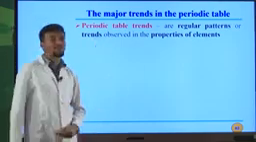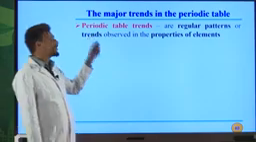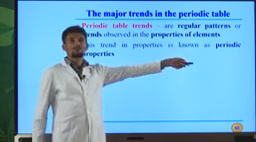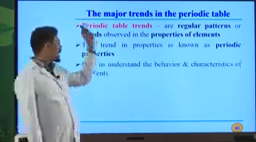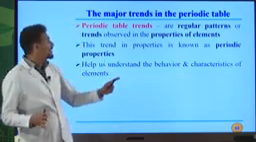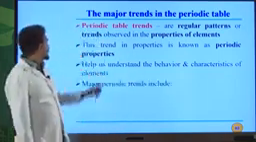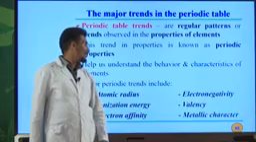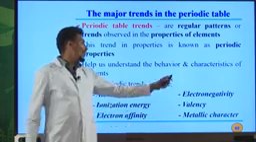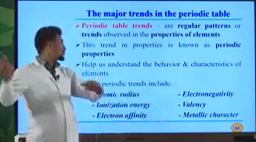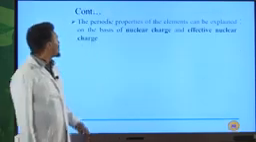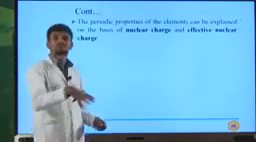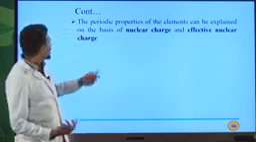So this is a definition of periodic table trends. It is a regular pattern, or a trend observed in the properties of elements. It is also known as periodic properties. I already told you about this. It helps us to understand the behavior and the characteristics of elements. These are the major periodic trends: atomic radius, electronegativity, ionization energy, electron affinity. What is electron affinity? We will also see this one. And the next ones are metallic character and non-metallic character, etc. So let us begin by discussing these major trends of the periodic table one by one.